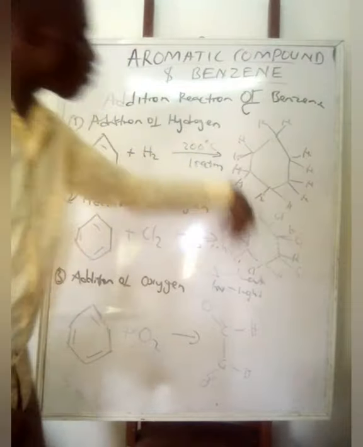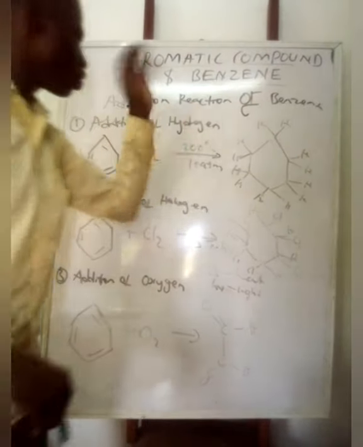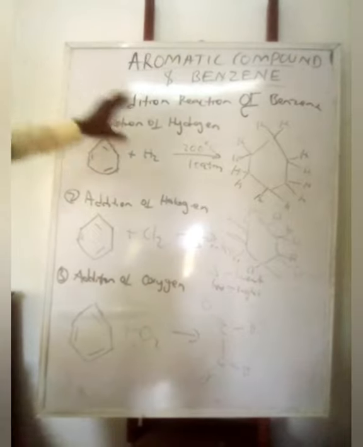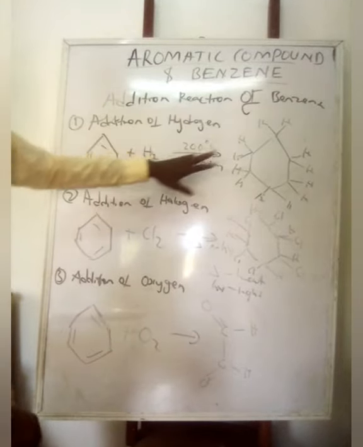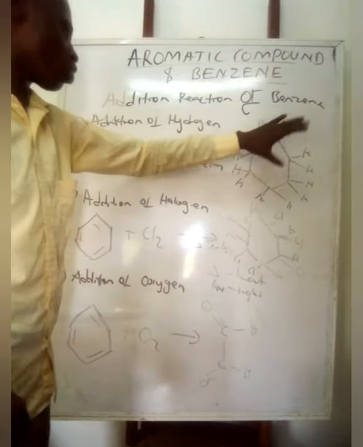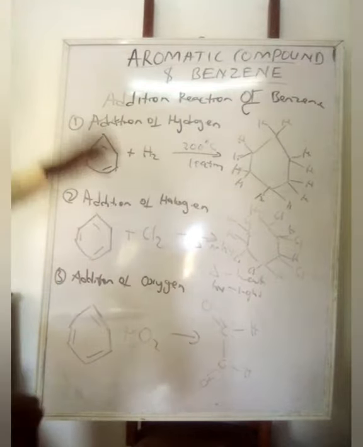1, 2, 3, 4, 5, 6 hexachlorocyclohexane. And for hydrogen, it's 200 degrees Celsius and 10 atmosphere, forming cyclohexane. That is the addition reaction of benzene.